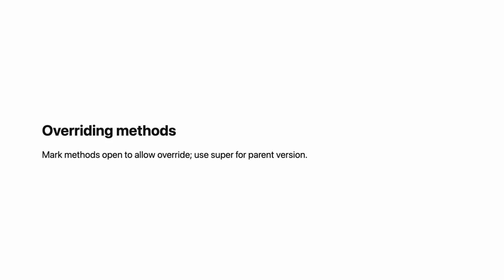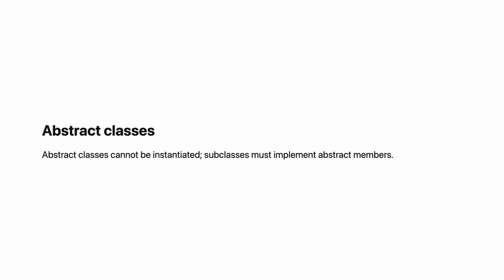Overriding lets subclasses customize behavior while reusing the parent structure. Sometimes a class is too general to instantiate. You can say every shape has an area, but you cannot define area for a generic shape. Each specific shape computes it differently. Abstract classes solve this. Abstract class Shape with abstract fun area returning Double. The abstract keyword means this cannot be instantiated directly. Subclasses must exist. Abstract methods have no body. Subclasses must implement them. Class Circle : Shape with override fun area returning pi times radius squared. Abstract classes define what subclasses must provide.